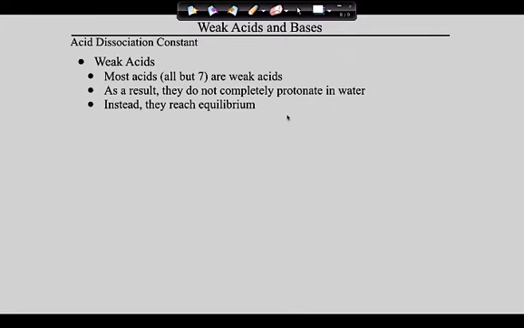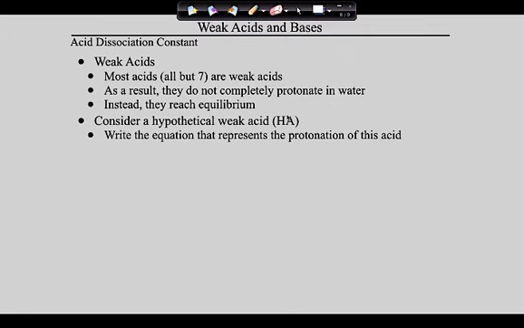So guys, do you now see the connection? Equilibrium requires ice boxes. We're talking about acids that reach equilibrium, therefore we're going to need to icebox. So guys, here's what I need you to do. We are going to talk first of all generically about these things, and we're going to consider some hypothetical weak acid HA. Write the equation that represents the protonation of this acid. Just write it in your notes right now.